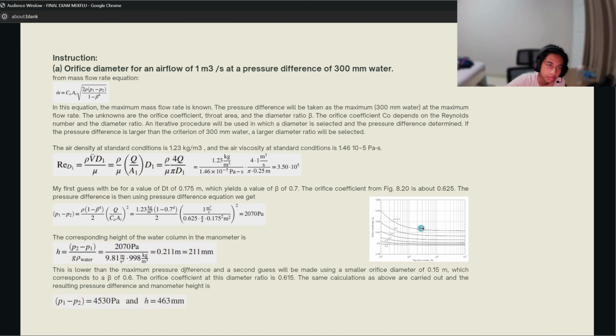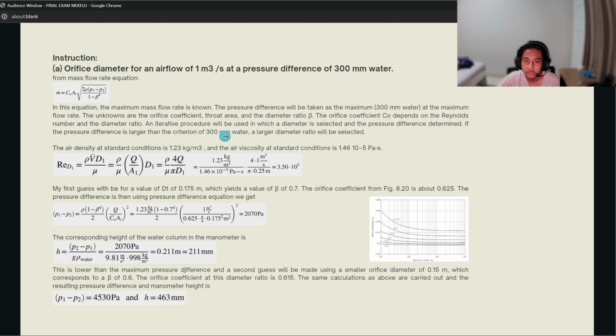Then we move on to the instruction set. First, we want to answer the first question, which is the orifice diameter for an airflow of 1 m³/s at a pressure difference of 300 millimeters of water. We get it from the mass flow rate equation. In this equation, the maximum mass flow rate is known. The pressure difference will be taken as the maximum, which is 300 millimeters of water. The unknowns are the orifice coefficient, the throat area, and the diameter ratio beta. The orifice coefficient K_O depends on the Reynolds number and the diameter ratio.